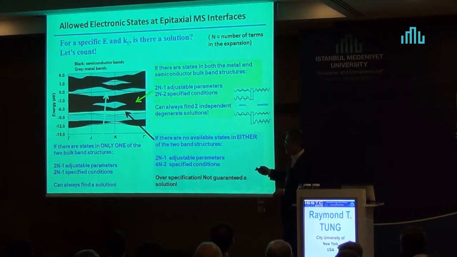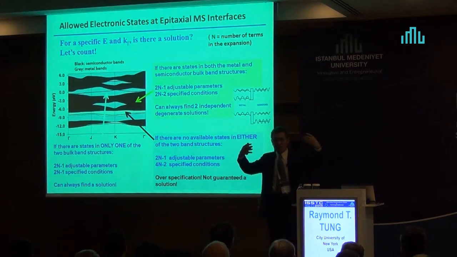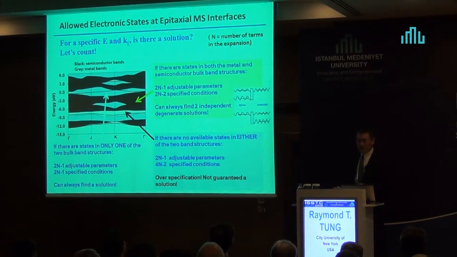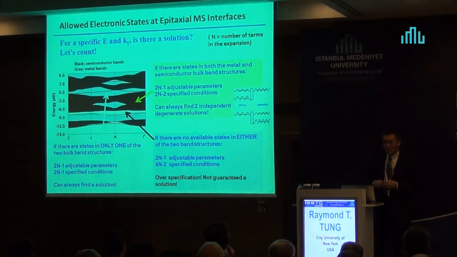Now, if we are in a region where there are both bulk states in the metal and bulk states in the semiconductor, then there are 2n plus 1 adjustable parameters, but there are only 2n minus 1 specified conditions. There are only 2n minus 1 constraints. So there's one additional degree of freedom at our disposal. What that means is we can always find two independent degenerate solutions. For illustration, we can imagine one of these two is an incoming traveling state from the metal and its scattered state into both the metal and the semiconductor. Another acceptable solution, which is orthogonal to the first one, would be an incoming state from the semiconductor scattering into both the metal and the semiconductor.